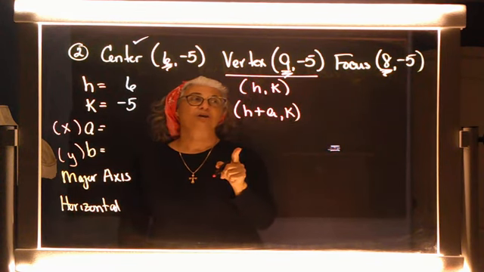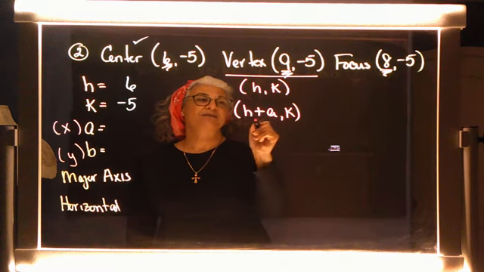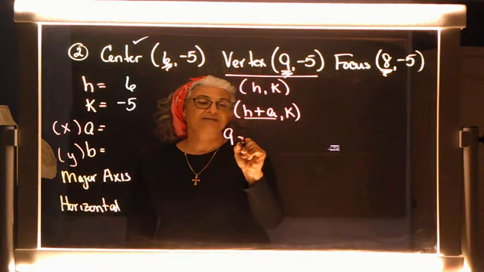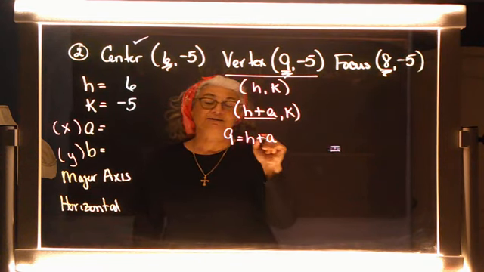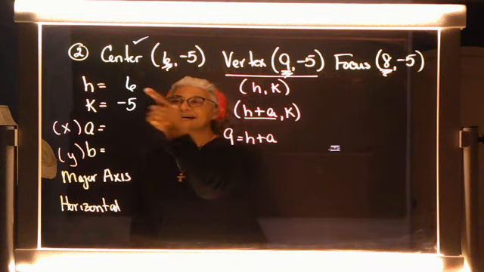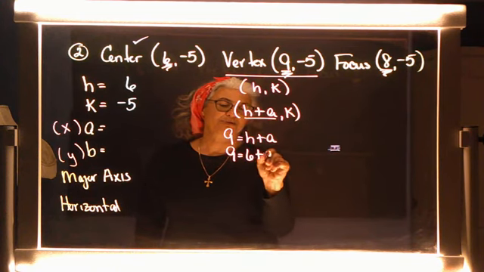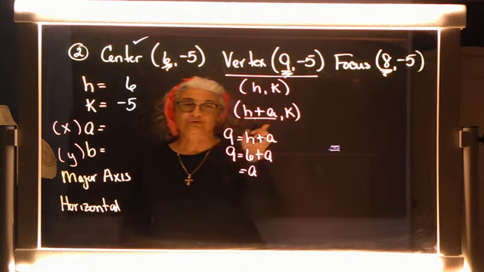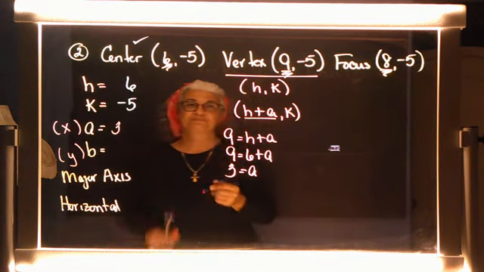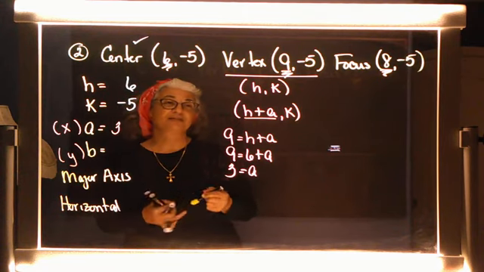Cool? Okay, so notice, 9 is in the place of H plus A, isn't it? Which means 9 must equal H plus A. Do you agree? And don't I know H? Yeah, H is equal to 6. So I know that 9 equals 6 plus A, which means A is equal to 3. Got it. There's one other piece to the puzzle that we haven't looked at yet.